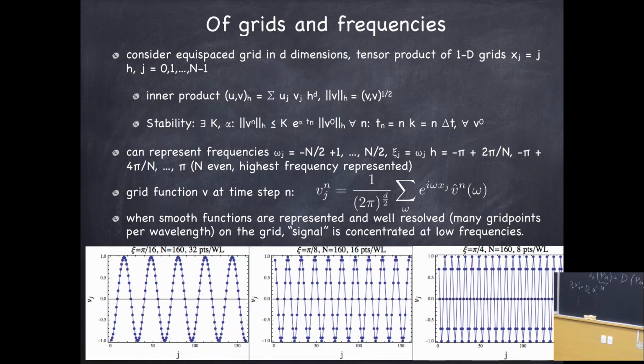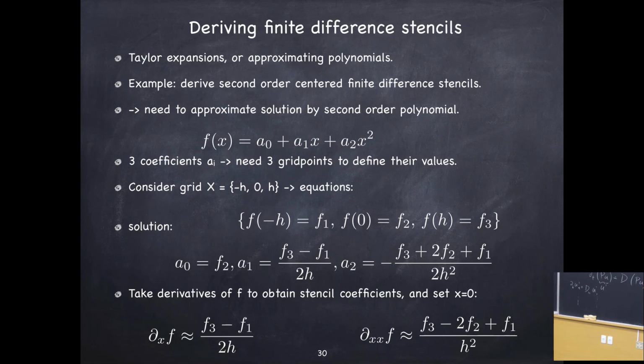So this was just some basics about how we manage grids. Equispaced grid, introducing these frequencies and seeing that frequencies go from some minus maximum value to a positive maximum value. All right, now we want to discretize, and so we need some finite difference formulas. And so now we'll check how do you derive a finite difference formula, a finite difference stencil. You can do this approximating your solution with a polynomial. Let's walk through a simple example.